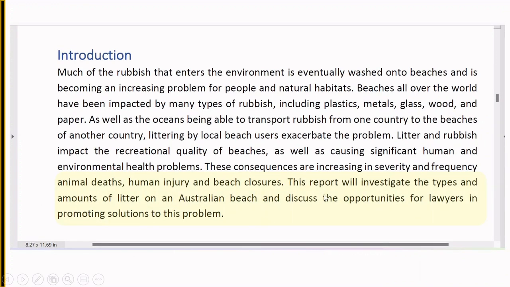So the model report finishes by saying this report will investigate the types and amounts of litter on an Australian beach and discuss the opportunities for lawyers in promoting solutions to this problem. I now know what the topic is about. I know exactly what the aim of this study is, and I'm also motivated to read it. Okay, thanks guys.